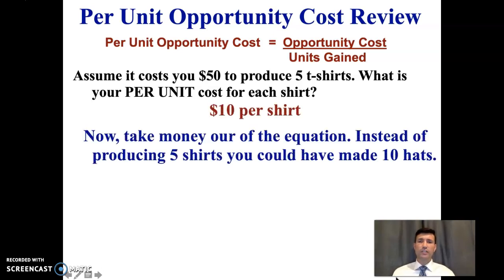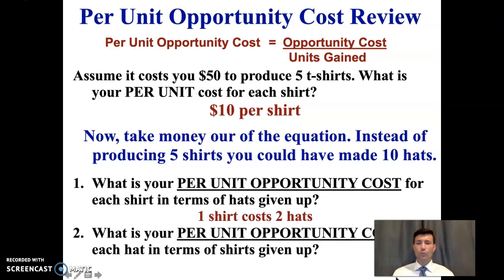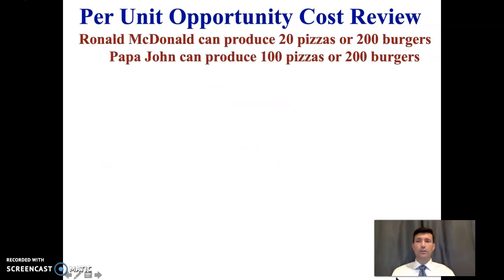What we want to do, though, is to take money out of the question, and instead of money, think of it as hats. So you could produce 10 hats or 5 shirts. What's the cost of each hat? What's the cost of each shirt? The math there is quite simple. One shirt costs 2 hats. One hat costs half a shirt. So let's apply this to two different trading partners.